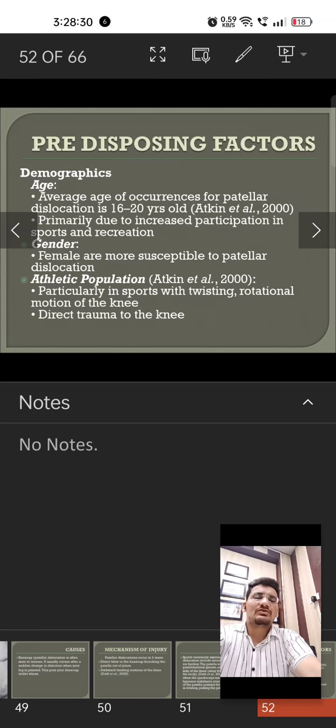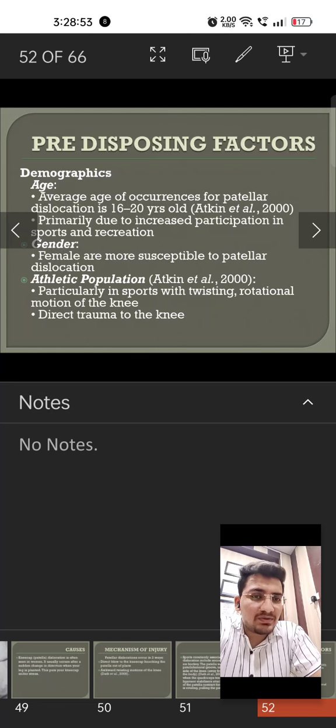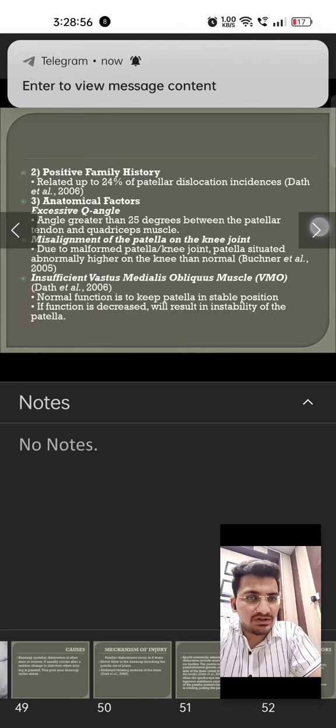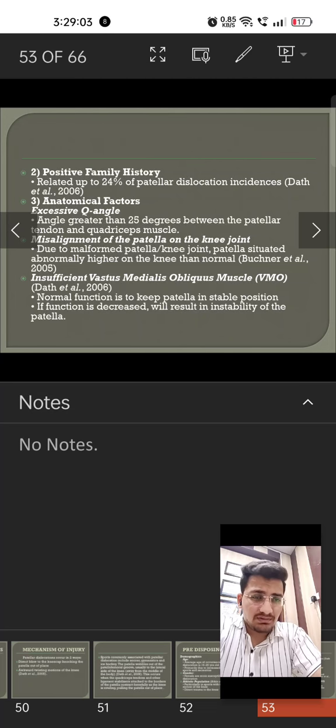Okay, so what are the predisposing factors? First is the age. 16 to 20 years is the most common age, because this age group of the population will indulge in sport activities. Now the second is the gender. Females are more susceptible to patellar dislocations. Then the athletic population, particularly in sports with twisting rotational motion of the knee, and direct trauma to the knee. Second is positive family history. In 2006, a research was conducted, and they saw that 24% of the people having patellar dislocations have a positive family history.